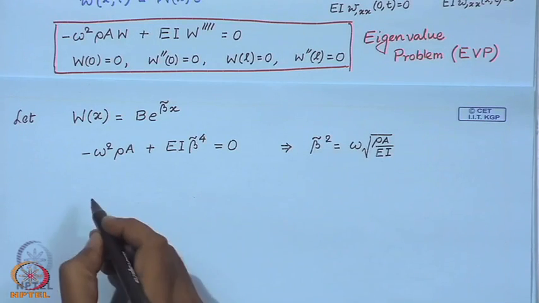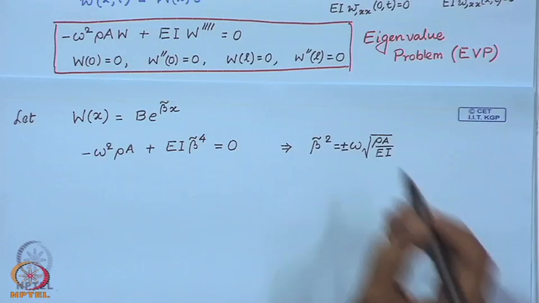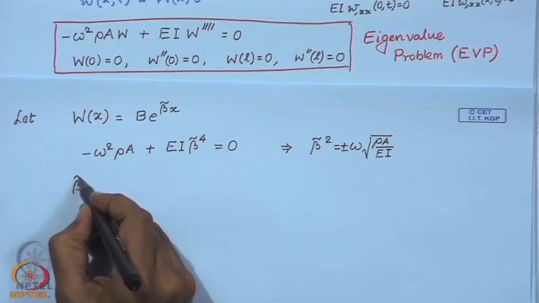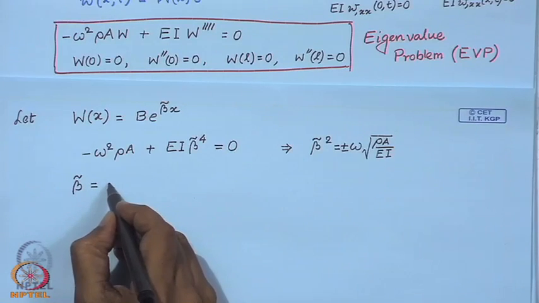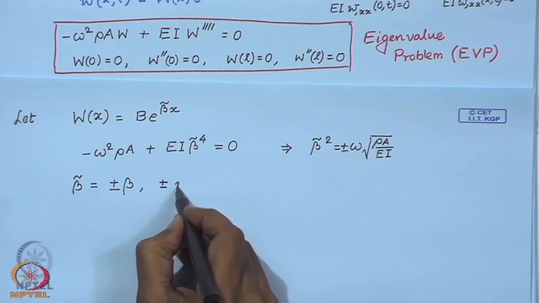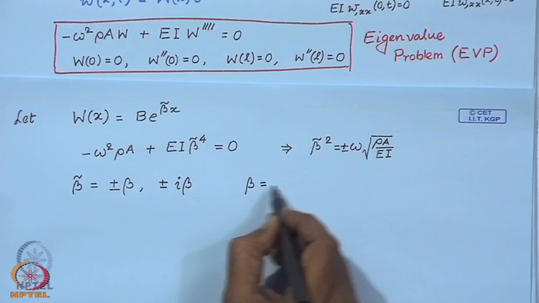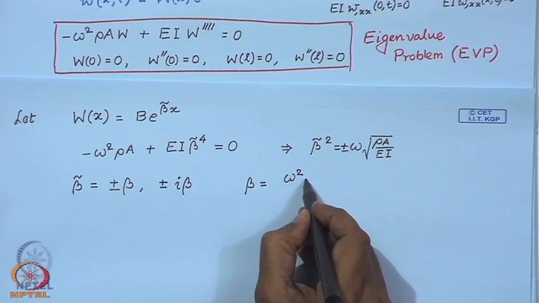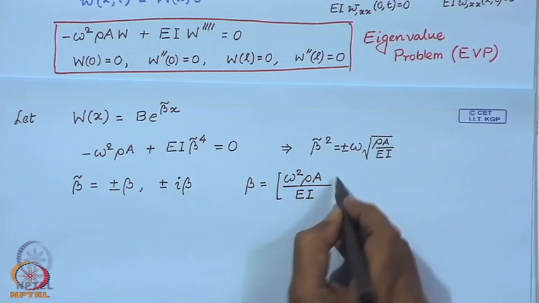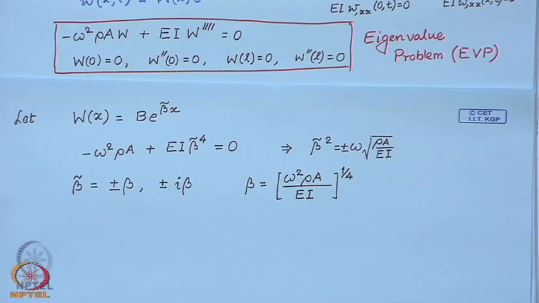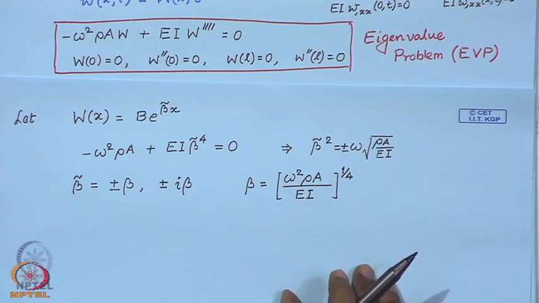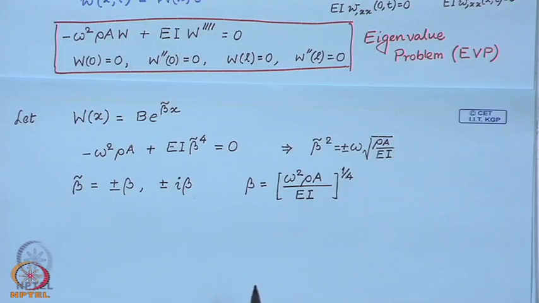Now, this can have 2 signs, plus or minus, and therefore this beta tilde will have 4 solutions, which we will represent as plus minus beta and plus minus i beta, where beta is the 4th root of this quantity, and this beta tilde has these 4 solutions.